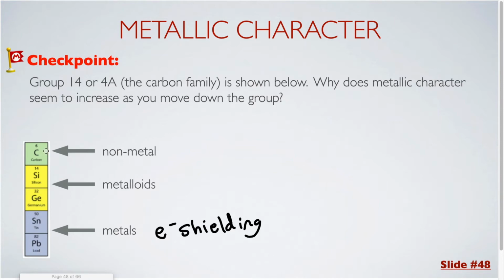So by the time we get down to tin or lead, they're more likely to behave as metals. Whereas at the top of the family, carbon doesn't really have any electron shielding. It has 2 inner core electrons, but that's it. So since there is a lower degree of electron shielding, it's more likely to want to maintain its identity as a nonmetal. It's going to want to gain 4 electrons as opposed to losing 4. So in summary, why does the metallic character seem to increase as you go down a group? There is an increase in the amount of electron shielding. Going down the group, there are more shells of electrons, which means more shielding.